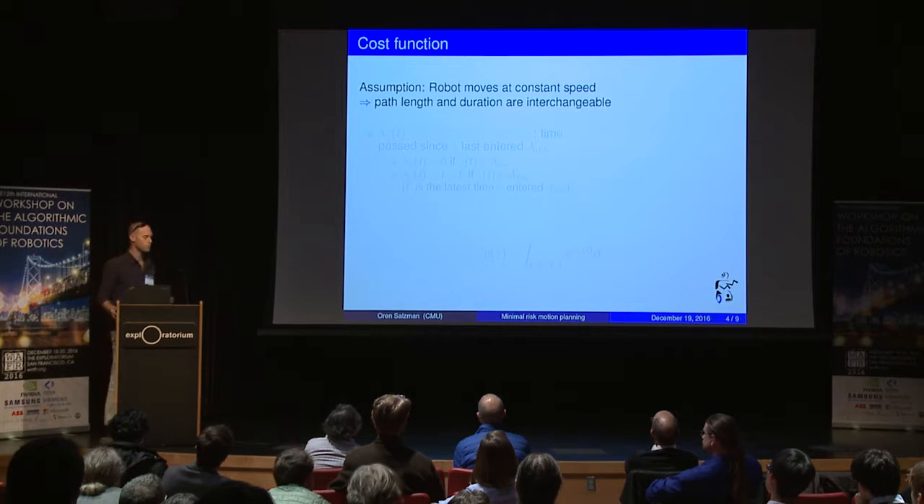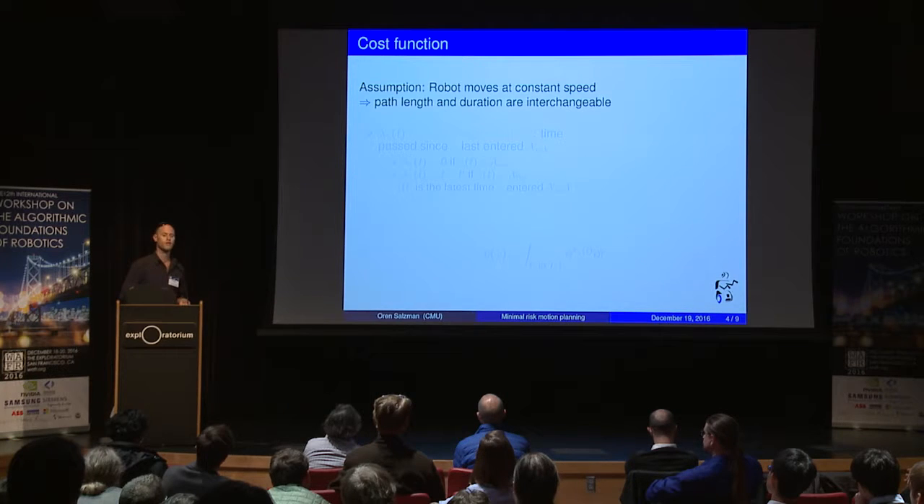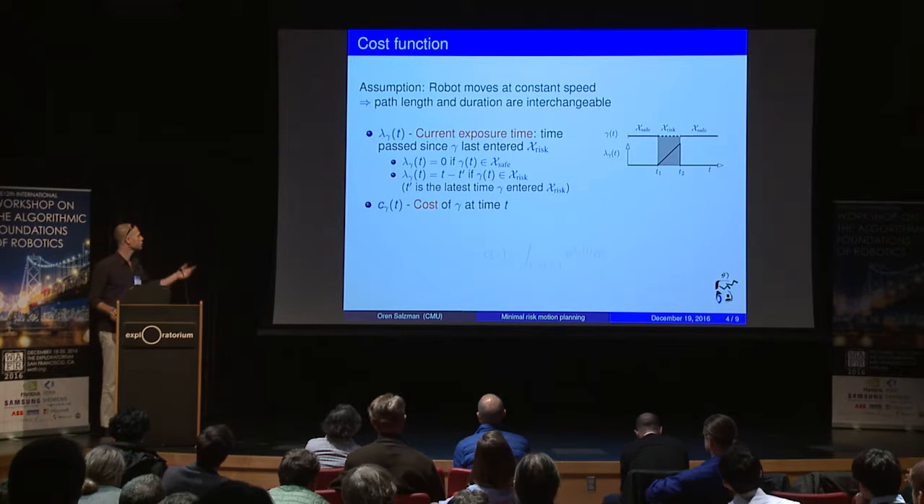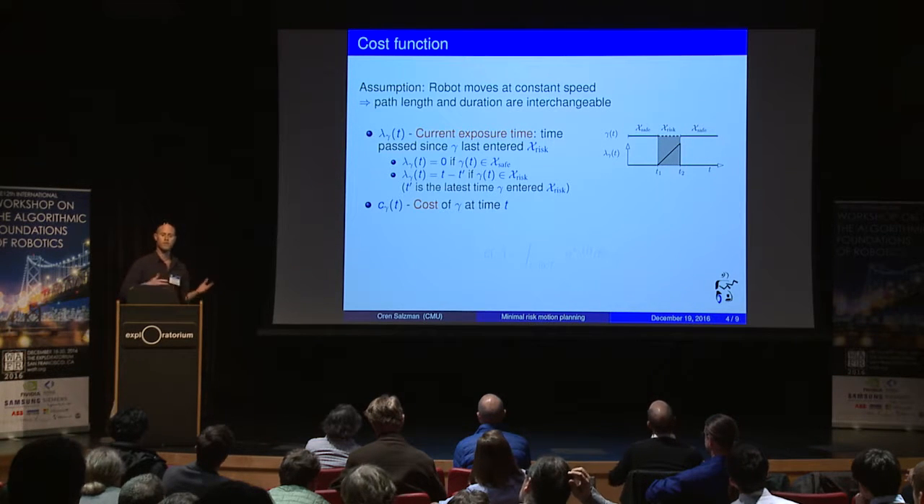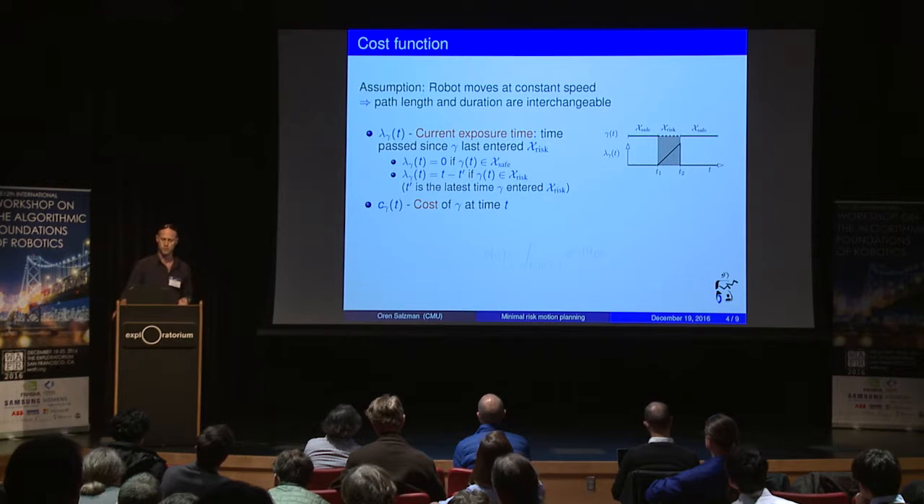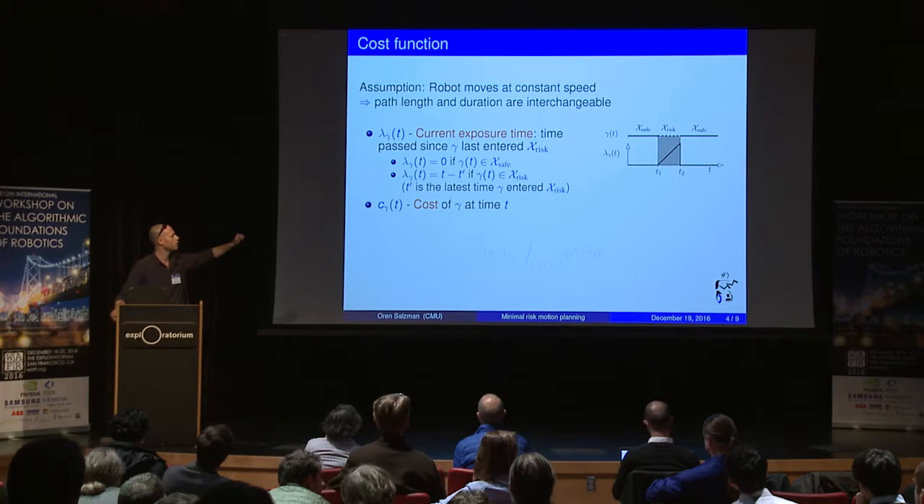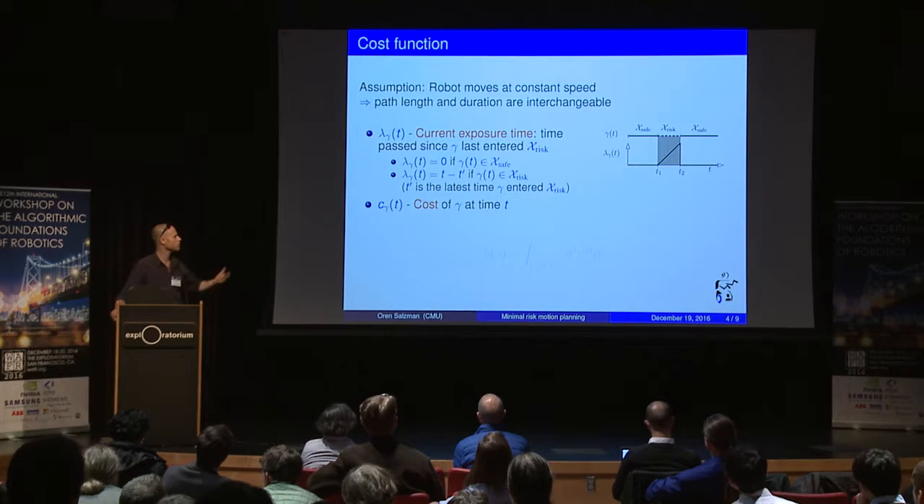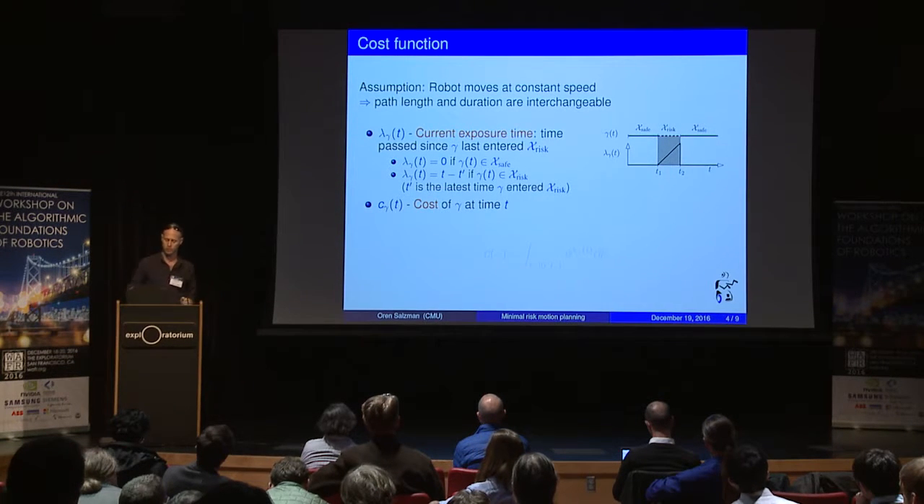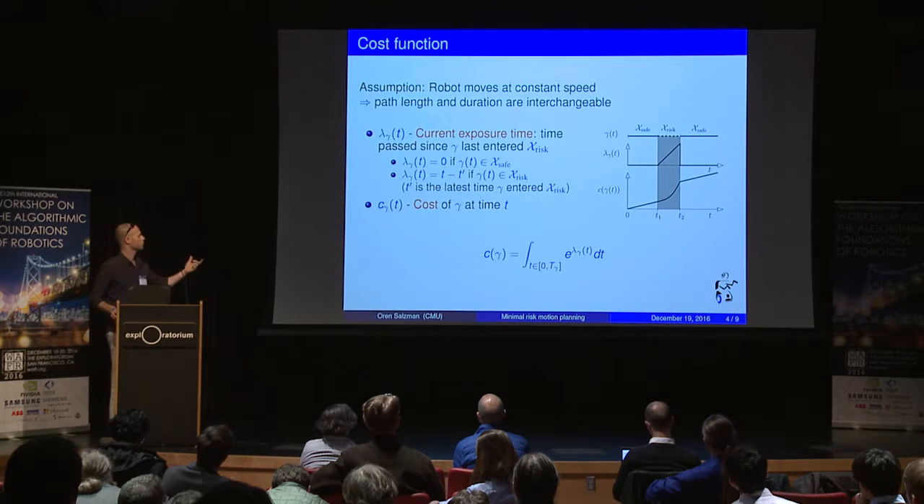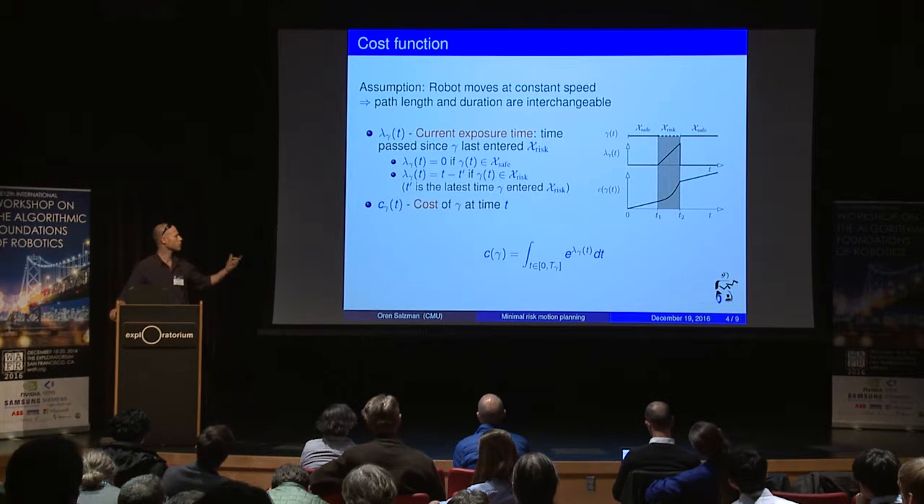I'm going to use the assumption that the robot moves at constant speed, so you can talk about path length and path duration interchangeably. Then we need one more notation, which is the current exposure time. This is simply the time passed since the robot entered the risk region. So we have the figure on the top there, where the path gamma passes between the safe region, and then it enters the risk region, and then goes back to the safe region. And then the current exposure time is 0 when we're in the safe region. It starts to grow linearly when we enter the risk region, and drops down to 0 when we return back to the safe region.